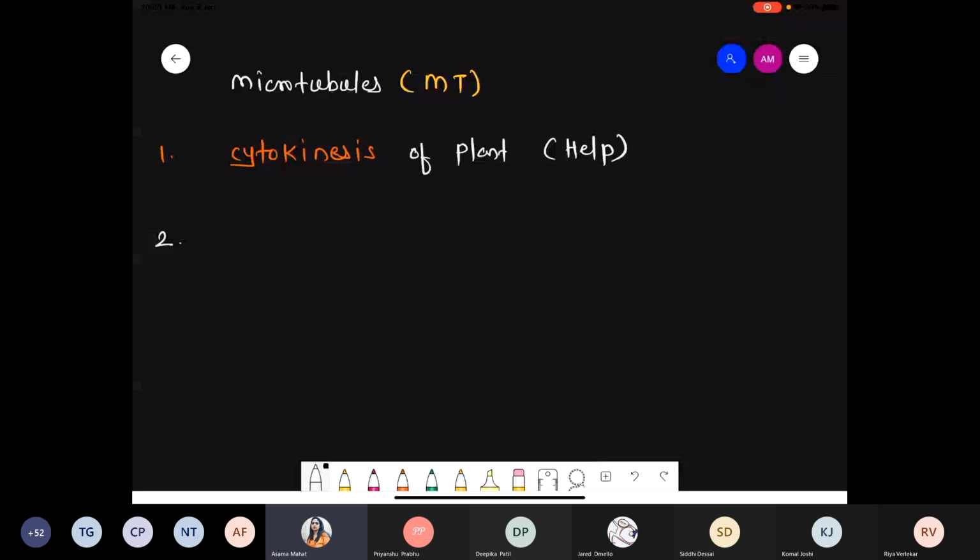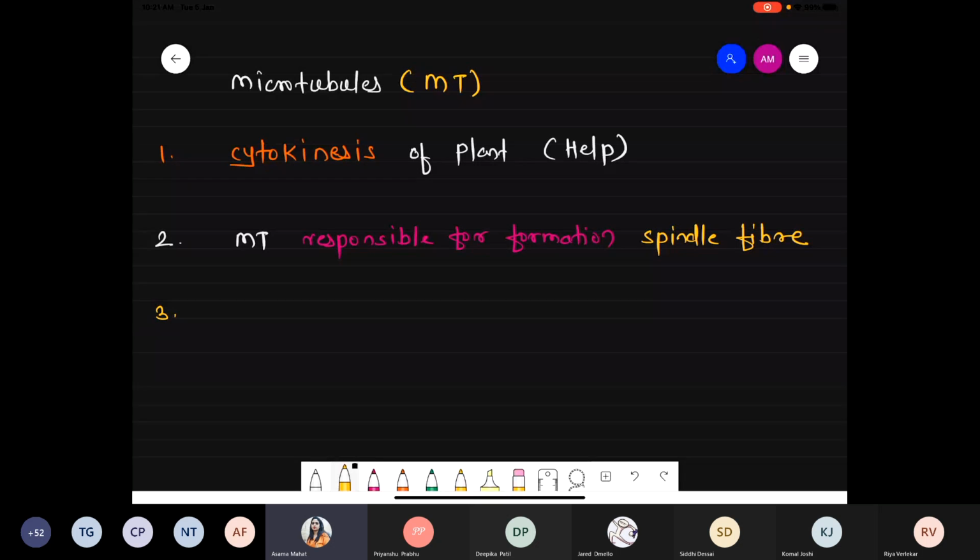Number two, microtubules are responsible for the formation of the spindle fiber. And what is the spindle fiber? That spindle fiber plays a very important role during chromatid pulling, etc. All these functions we will discuss in the chapter cell cycle and cell division.